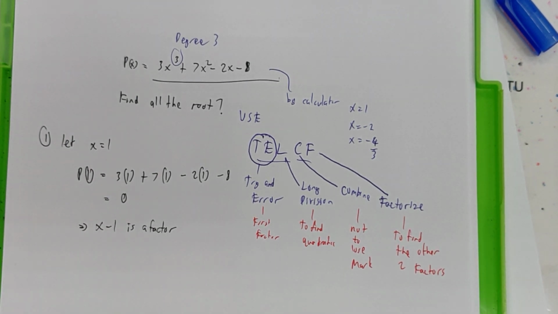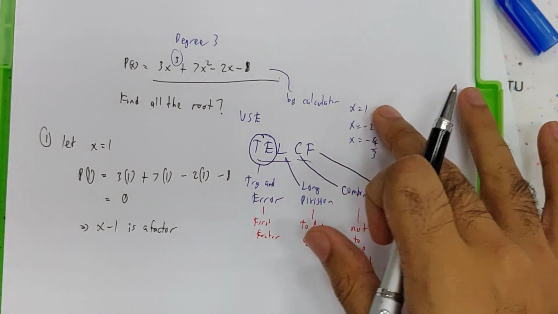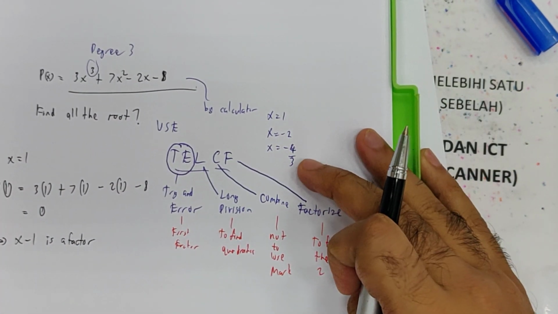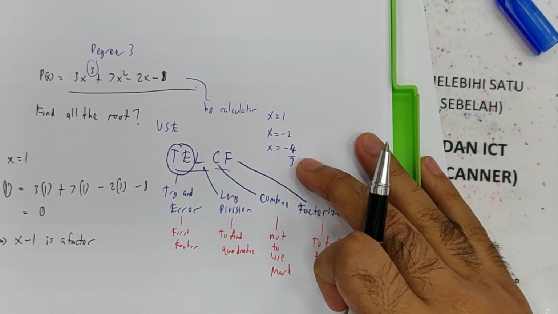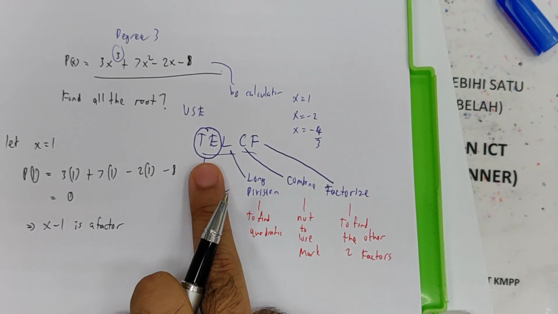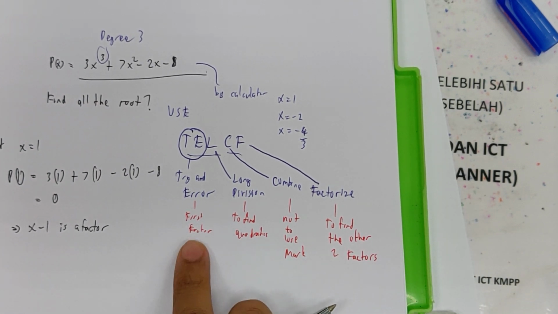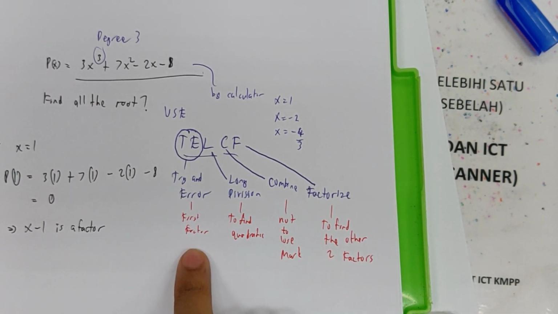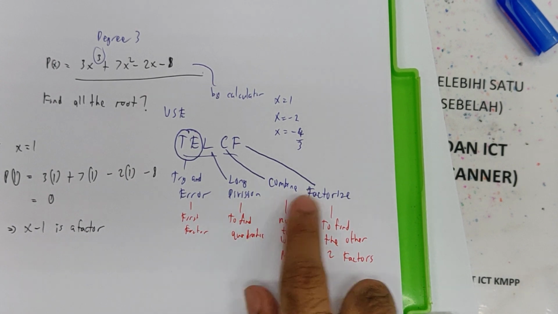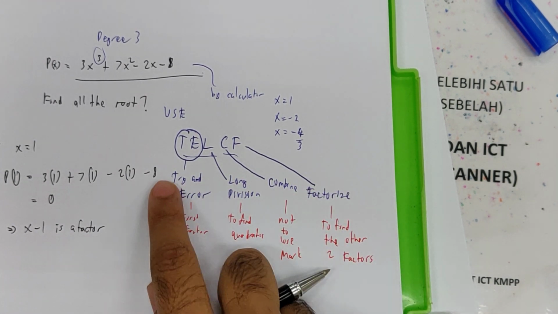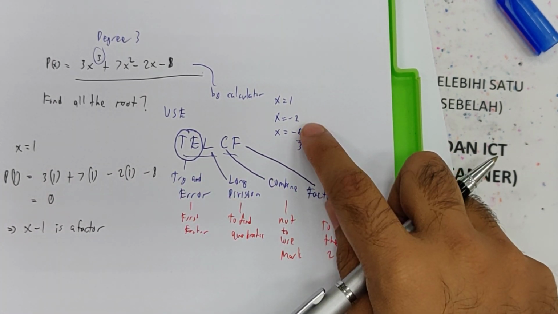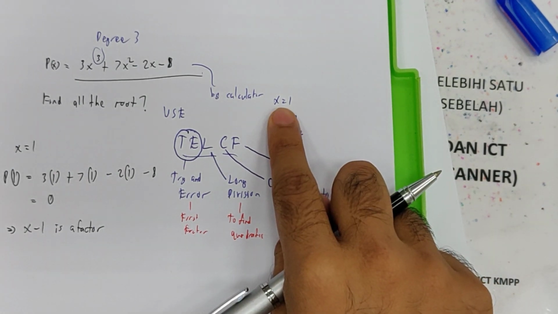If you use the same technique for the other two factors, you get 0 marks. You can only use trial and error to get the first factor. Look here, I've stated it. Trial and error for the first factor. Then you need to do long division, combine and factorize. If you use trial and error for all 3 factors, you get just 1 mark.